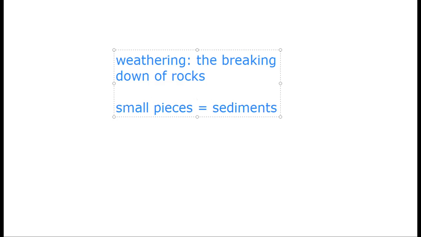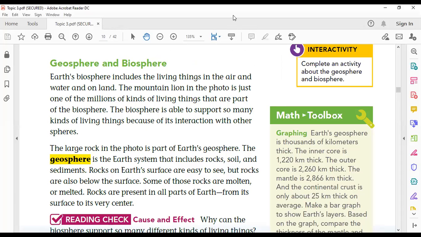Sediments are very small parts of the rocks. They are very, very fine, even smaller than sand. All of these things together, all rocks on Earth, and sediments make up the geosphere.